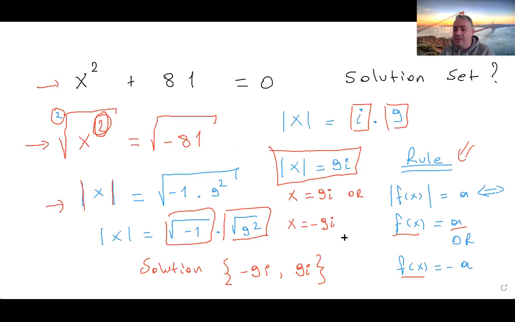Sir, can we write it as radical x squared equals plus minus radical -81? Tell me one more time. From the beginning, I mean, when we write radical x squared equals plus minus radical negative 81. If you write plus minus, you mustn't use absolute value.